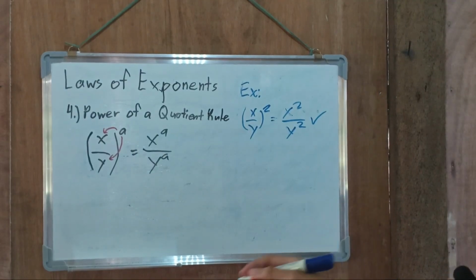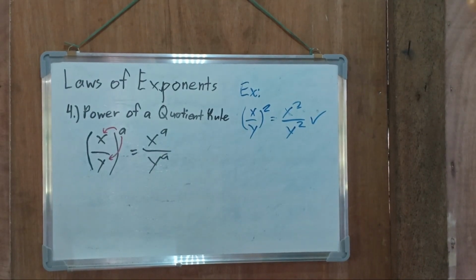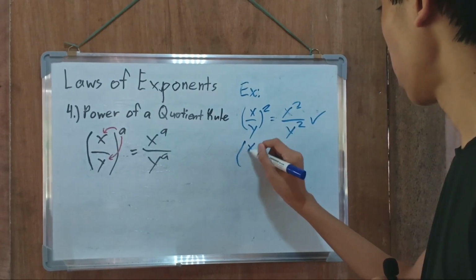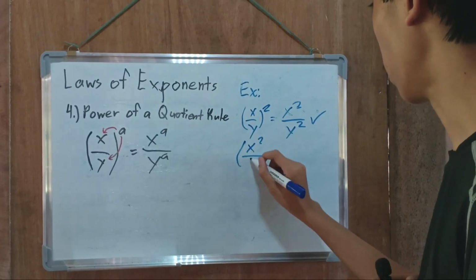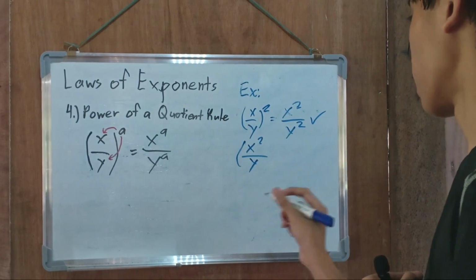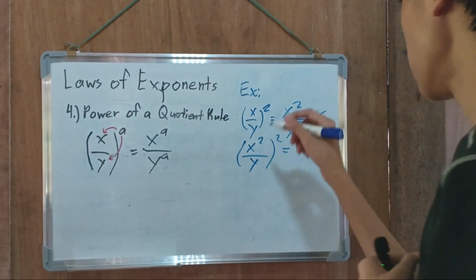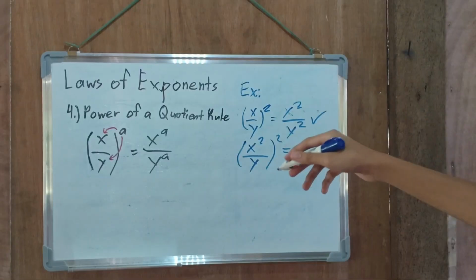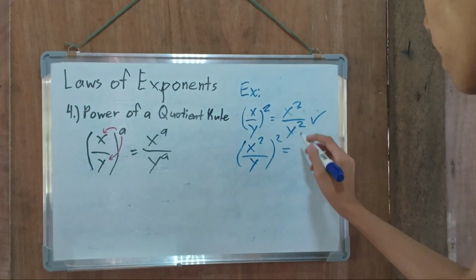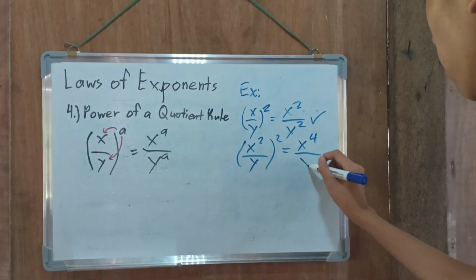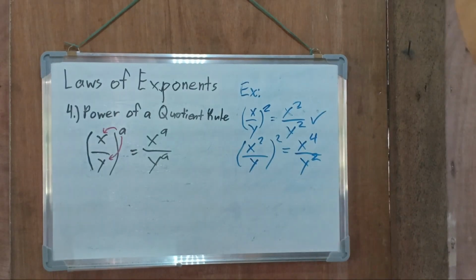Now what if it has its own exponent? So x raised to the second power divided by y. Since x has a degree of 2, we distribute 2 to 2, that means that x is raised to the 4th power divided by y raised to the second power.